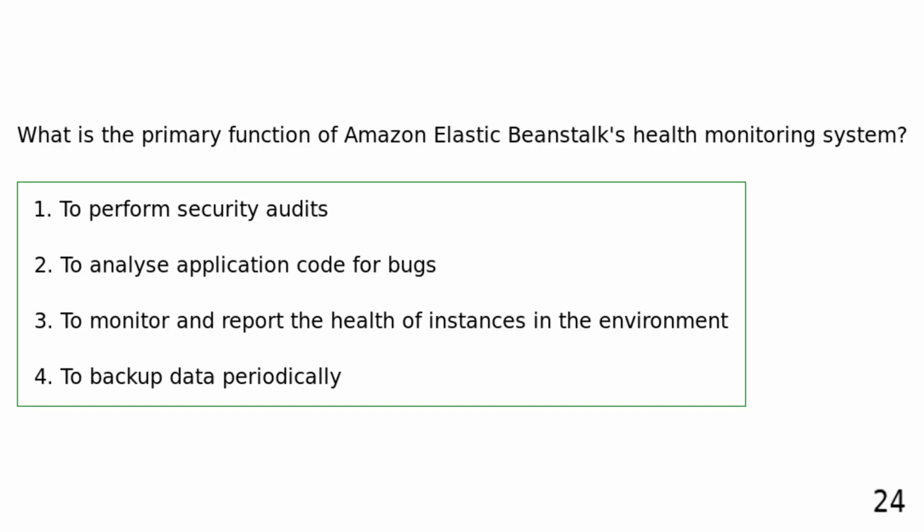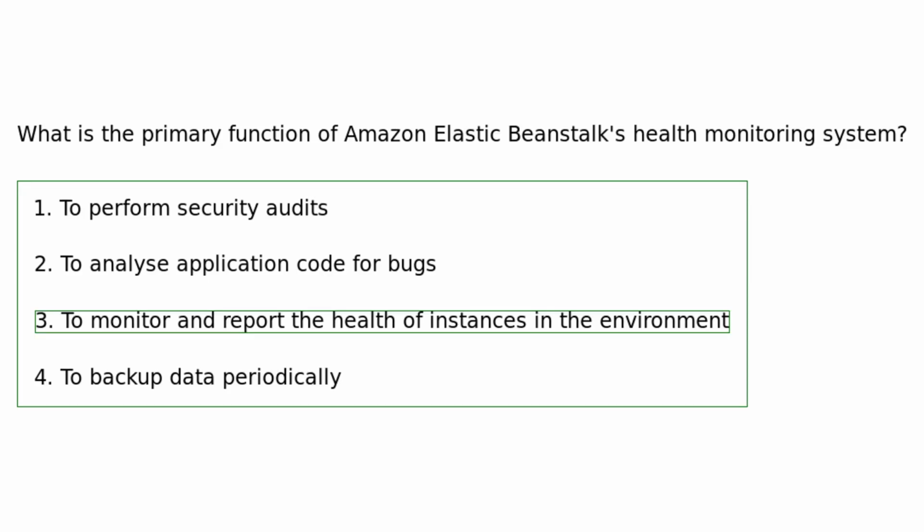What is the primary function of Amazon Elastic Beanstalk's health monitoring system? To perform security audits. To analyze application code for bugs. To monitor and report the health of instances in the environment. To back up data periodically. Elastic Beanstalk's health monitoring system checks and reports the health status of instances running in the environment.